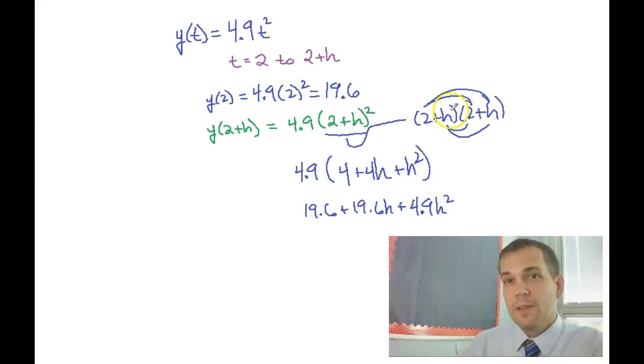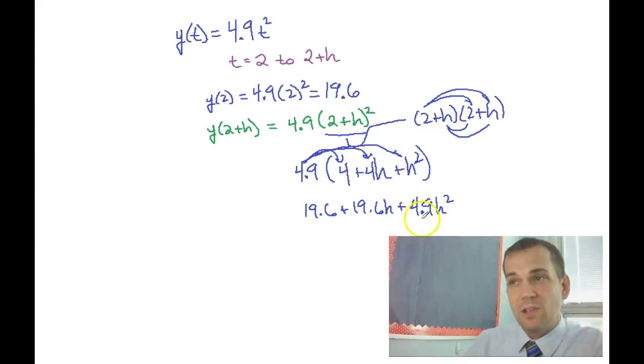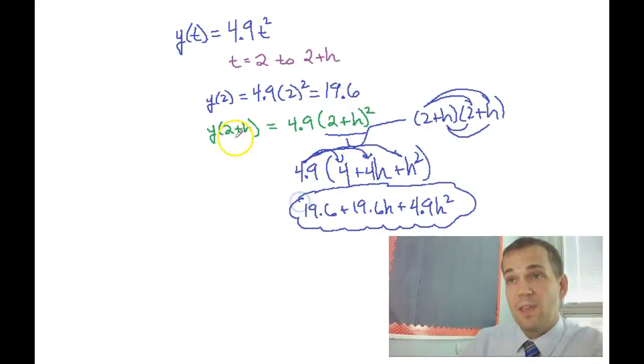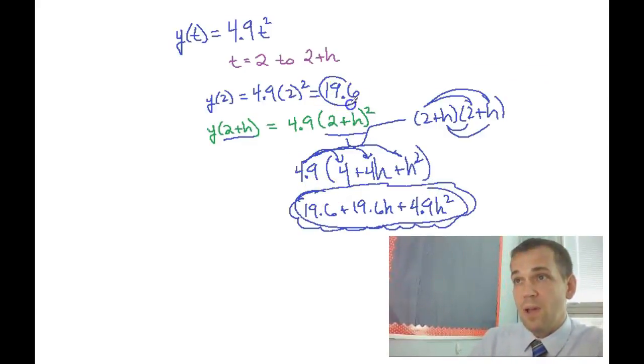After getting out the calculator and taking 4.9 times 4, 4.9 times 4h, and 4.9 times h squared, we get the expression 19.6 plus 19.6h plus 4.9h squared. This is our y value. This expression will be our y value when the x value is 2 plus h. So now we're just going to do what we've always done: this y value minus this y value over this x value minus this x value.